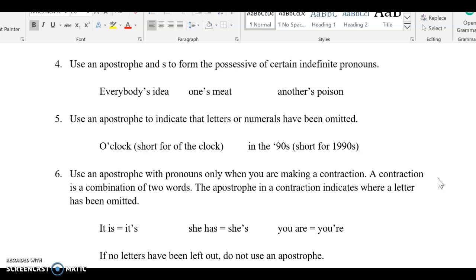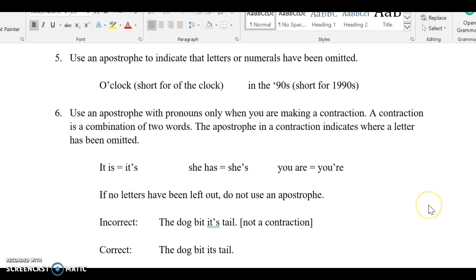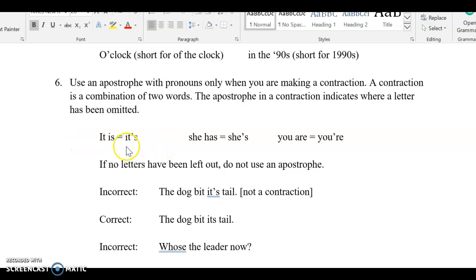Use an apostrophe to indicate that letters or numerals have been omitted. So the first example, o'clock, which is short for of the clock, and then in the '90s, short for 1990s. Use an apostrophe with pronouns only when you are making a contraction. A contraction is a combination of two words. The apostrophe in the contraction indicates where a letter or letters have been omitted. So we have the example of it is, a contraction of it's. She has is a contraction of she's. And you are is a contraction of you're.